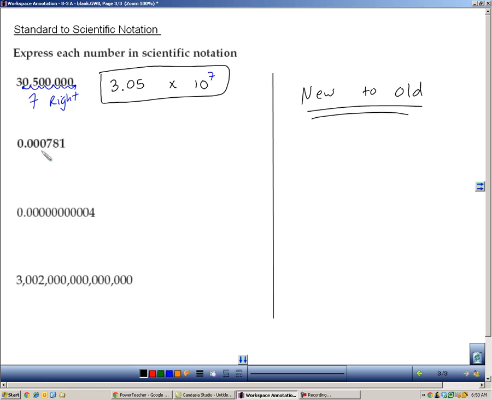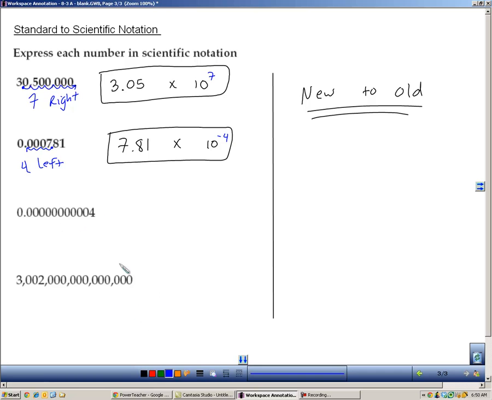Where would the new decimal point need to be to make it between 1 and 10? Right here between the 7 and the 8. So scientific notation is going to be 7.81 times 10. Now we're going to go new to old. So that's 4 to the left, which means my exponent is going to be a negative 4. You can always check these numbers by taking the decimal point and moving it 4 to the left from here, and you'll get the original number.